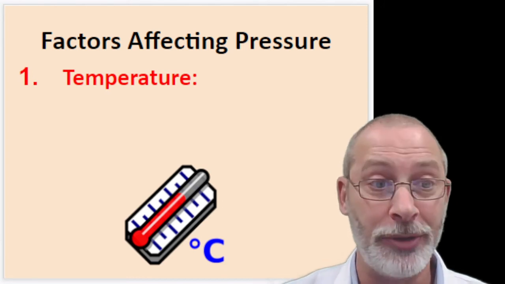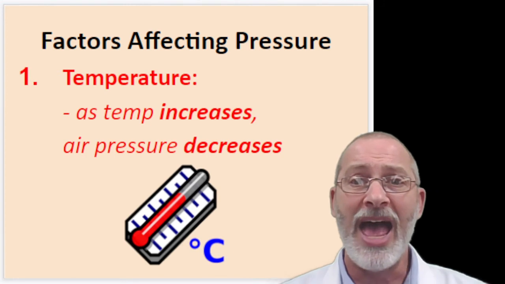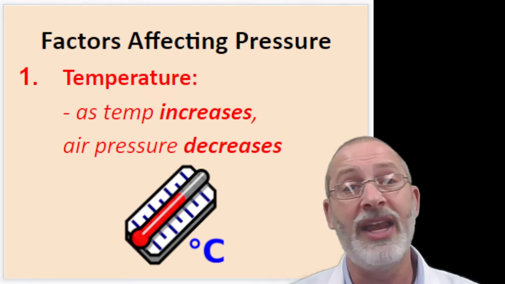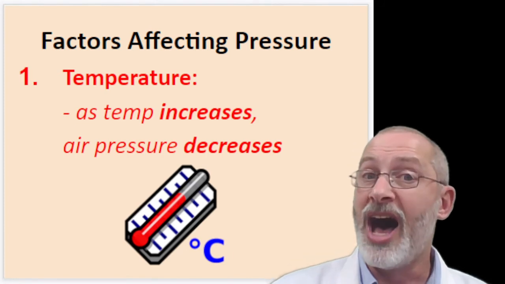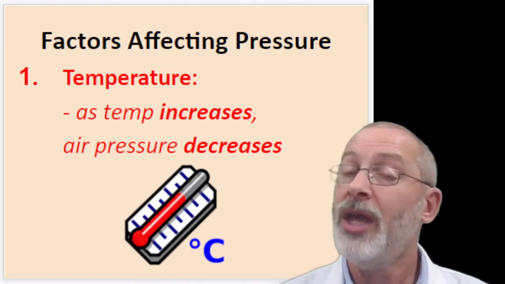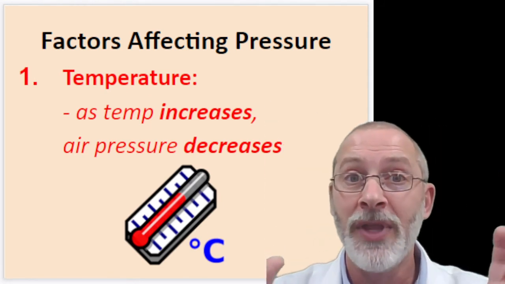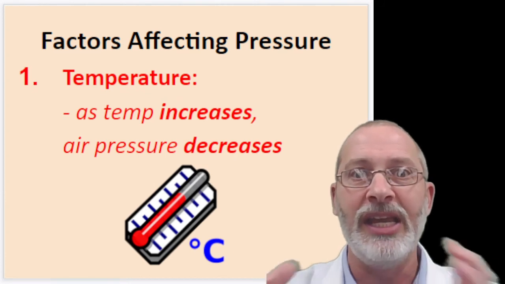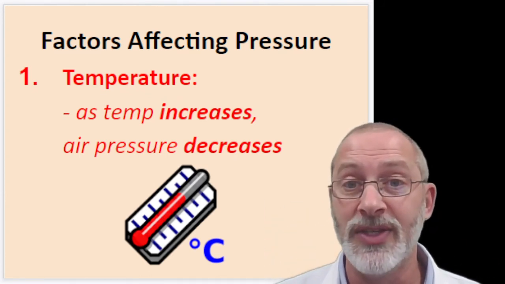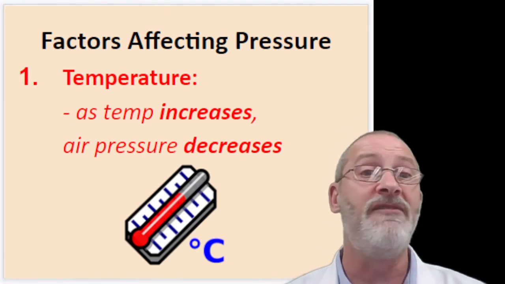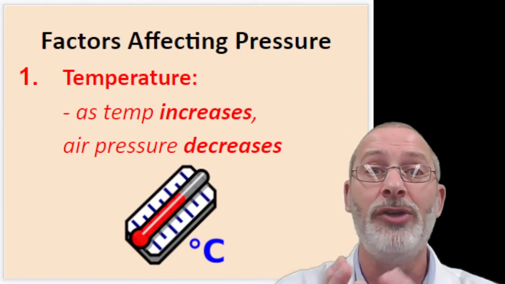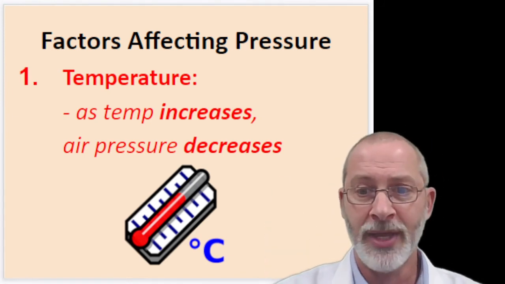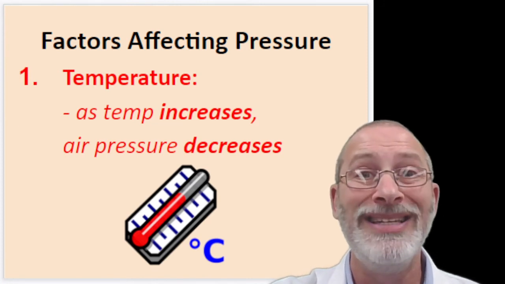Number one, temperature. In fact, I've mentioned it before, but as temperature increases, air pressure decreases. And again, think of that example of a hot air balloon. The higher the temperature, the hotter the air. The hotter the air, the more energetic it is. The more energetic it is, the more spread out it is. And the more spread out the particles, the less there is of it in a given volume, which means it's less dense. Remember, density is equal to mass divided by volume. So the less mass you have in a particular volume, the less dense it's going to be. So factors affecting pressure, number one, temperature. As temperature increases, air pressure decreases.